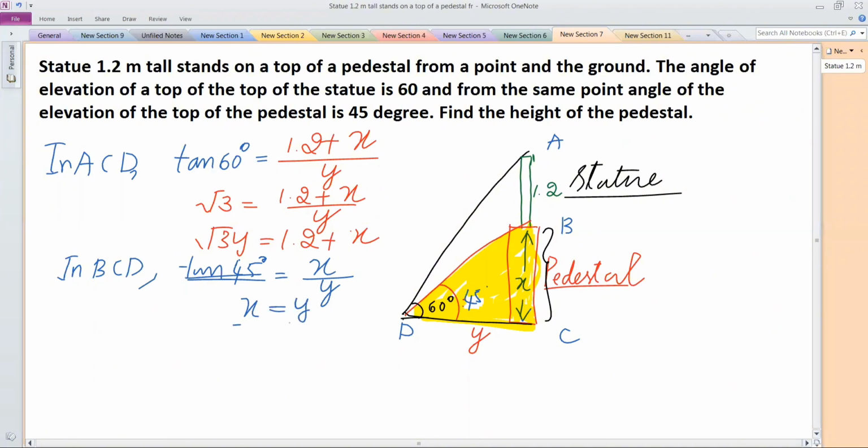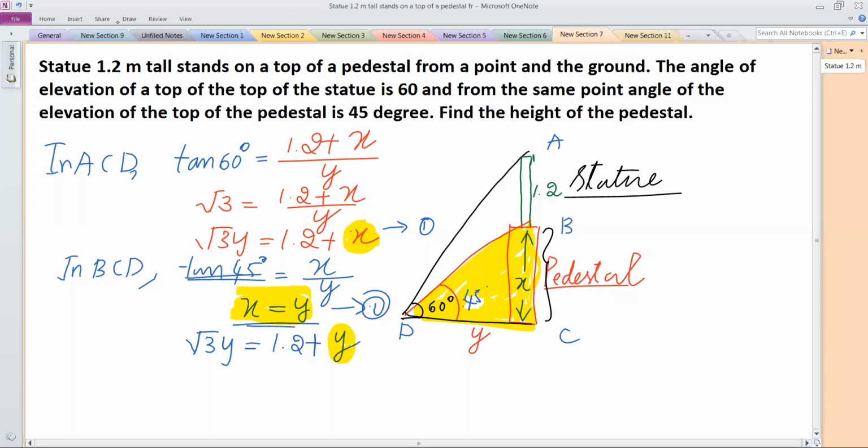We can write x is equal to y. So in this place we can substitute into equation 1. You call this equation number 2. Root 3 y, we need to find. They asked to find both. So root 3 y is equal to 1.2 plus, already we said that x is y. Therefore, in place of x, I'll mark with the yellow color, this x will be replaced with y. Because already x is equal to y we have proved. I hope it is clear.